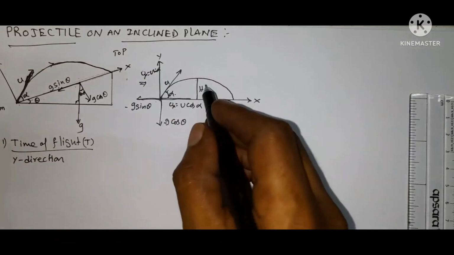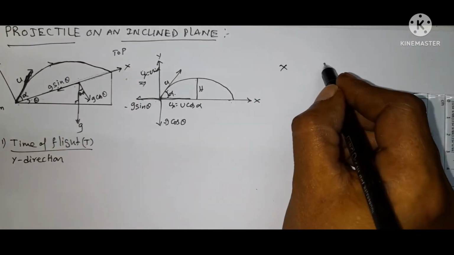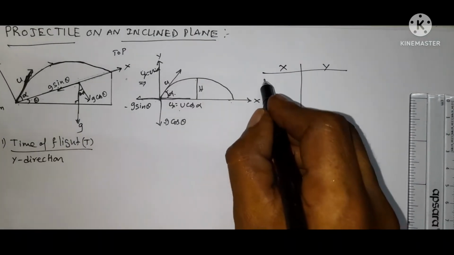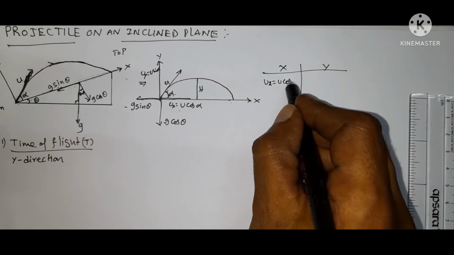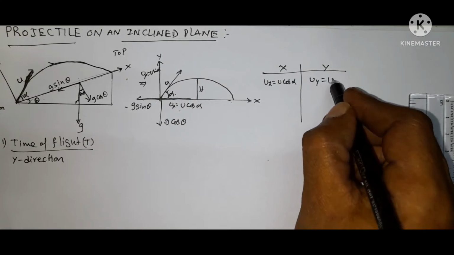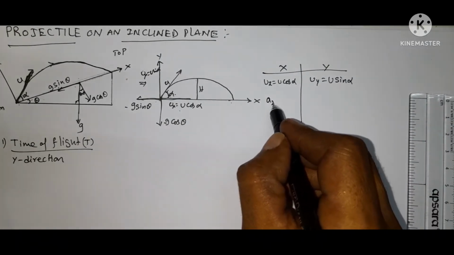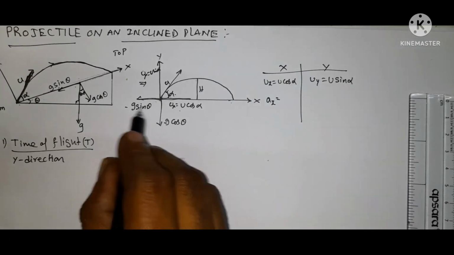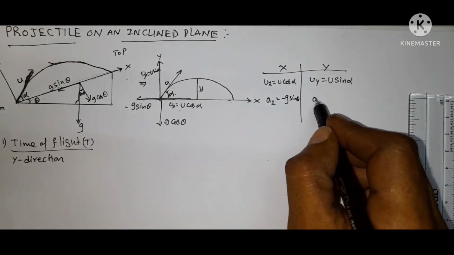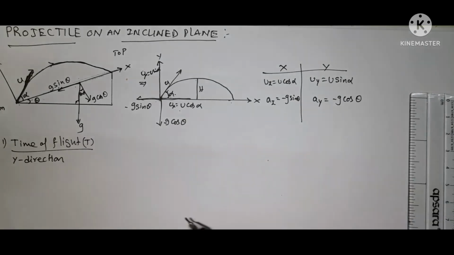So first of all, from this diagram, I am writing the x and y components like this. On the x-axis and the y-axis, what are the components we have? On the x-axis, as you know, velocity ux is equal to u cos alpha. On the y-axis, velocity uy is equal to u sin alpha. What about the accelerations? On the x-axis, acceleration ax is equal to minus g sin theta. On the y-axis, acceleration ay is equal to minus g cos theta.